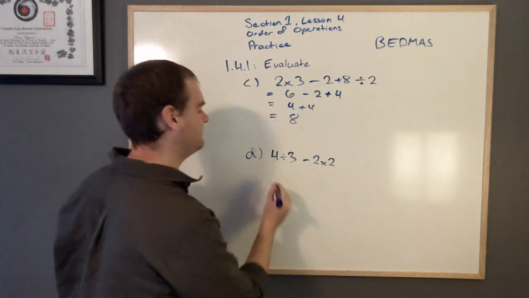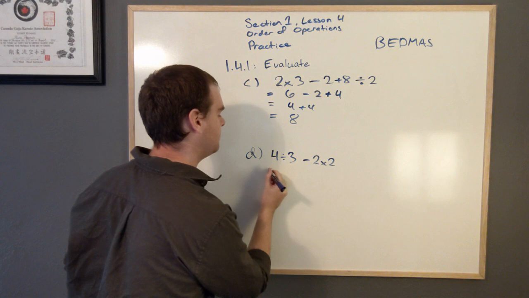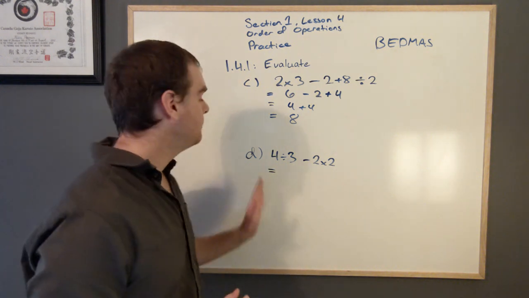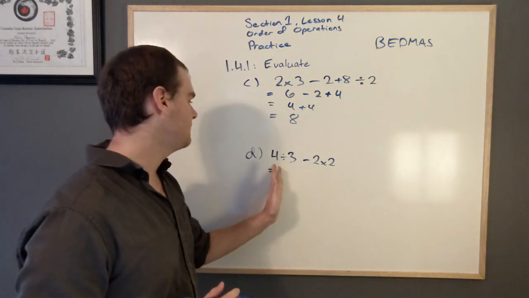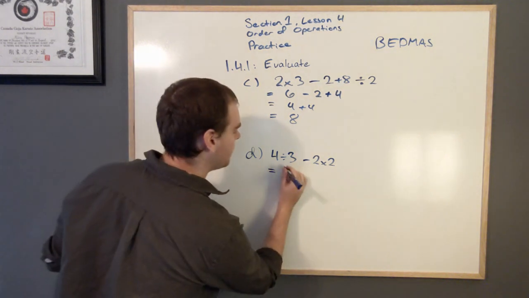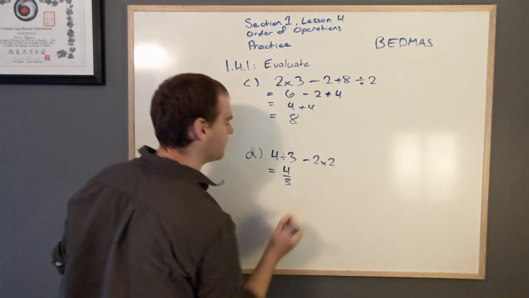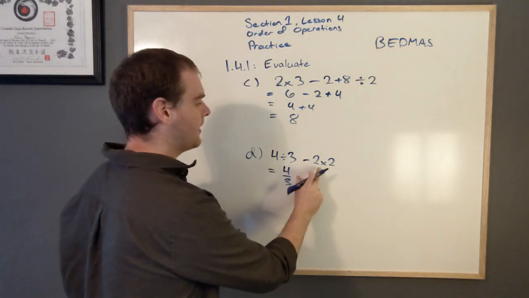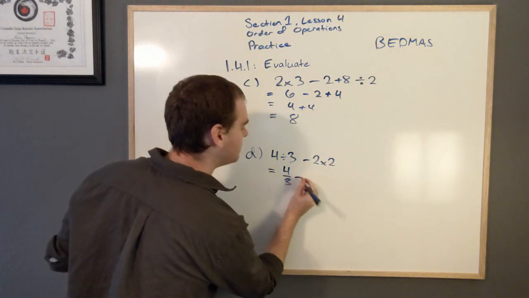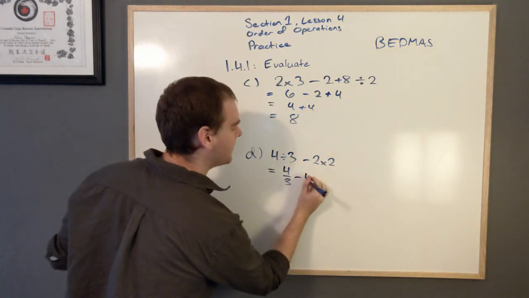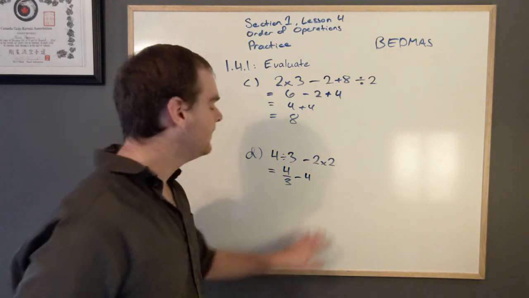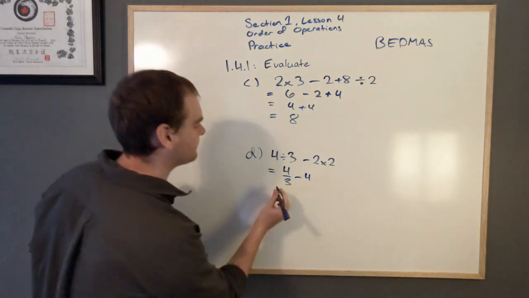On to D. Multiplication and division from left to right. We have 4 divided by 3. I'm going to leave that as a fraction of 4/3. Subtract 2 times 2. Well, this is independent of this guy, so I am just going to save myself a line. Write that as 4.